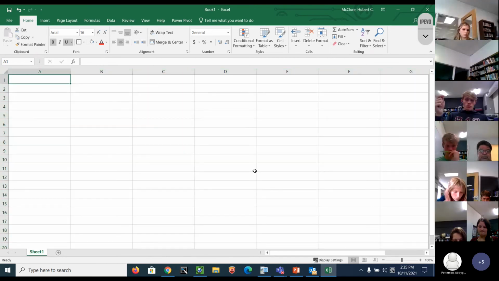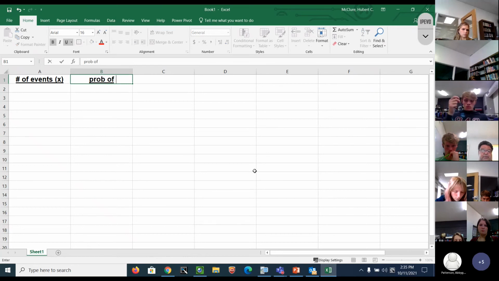And this is event, number of events, and we're going to call that X. And this is going to be probability of event. And that's going to be P of X.